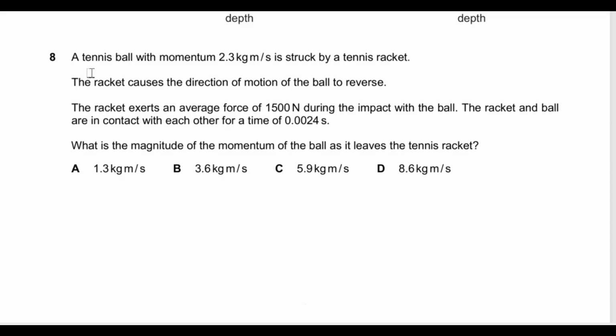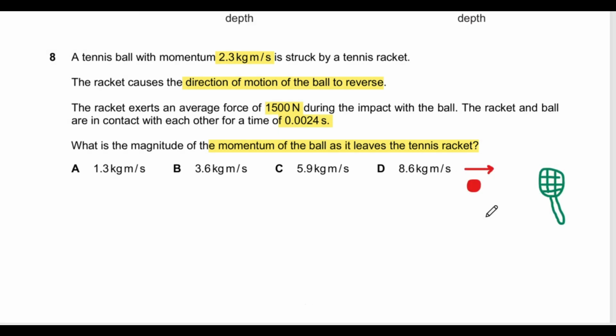Question number 8 says the tennis ball with momentum 2.3 is struck by the tennis racket. The racket causes the direction of motion of the ball to reverse. The racket exerts an average force of 1500 Newton during the impact with the ball. The racket and the ball are in contact with each other for 0.0024 seconds. What is the magnitude of momentum of the ball when it leaves the tennis racket?